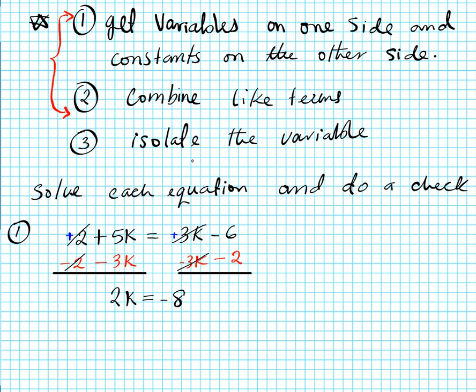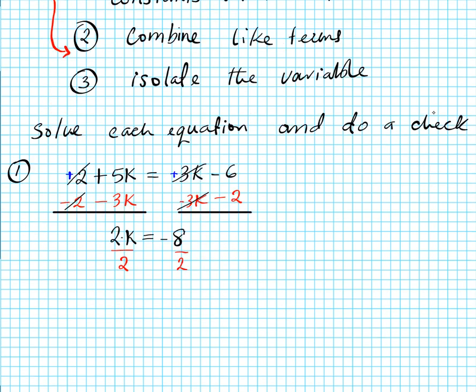Now, the last step is to isolate the variable. What is the relationship between 2 and k on the left side? It's a multiplicative relationship. 2 is being multiplied by k. So to undo this, we have to use the inverse of multiplication, which is division, right? So I divide both sides by what? By the coefficient. So divide this by 2, divide that by 2, and I'm going to get k equals 4. I'm sorry, k equals negative 4.